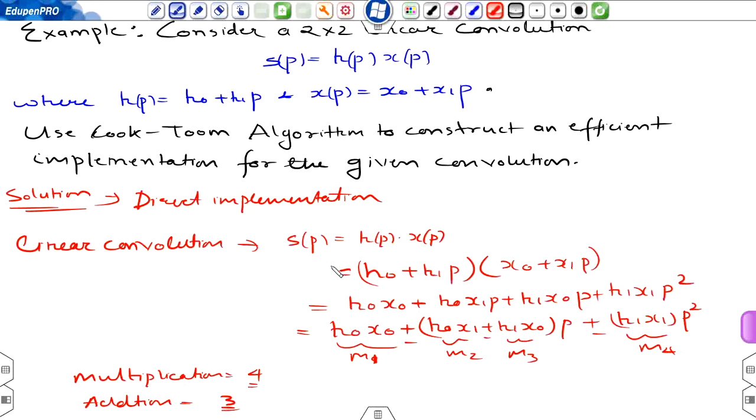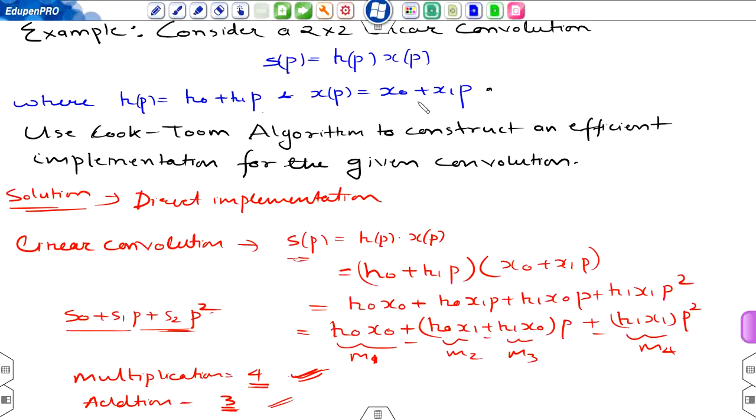So if we implement this convolution directly, the total number of multiplication operations required is 4 and the total number of addition operations required is 3. Now we will use the Cook Toom algorithm to evaluate this efficiently, in the sense that our aim is to reduce the multiplication operations, and additions might increase. We can implement this using a matrix also. So if S(p) is written as S0 + S1p + S2p square, the order of S(p) will be 2, and we can express this using matrix form.